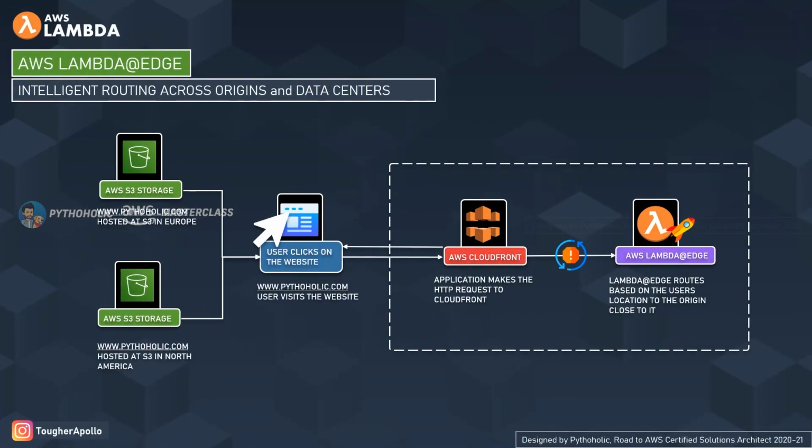With Lambda at Edge, we have another use case that can be discussed, that is the intelligent routing across origins and data centers. I know you might feel that S3 is a global service, and why are we using S3 as an example? That's right, but if you have ever created an S3 bucket, you will know that even though the S3 service is global, you have to assign a region while creating the bucket. So don't get confused with this. The service itself might be global, but the presence of data should be within the region itself.